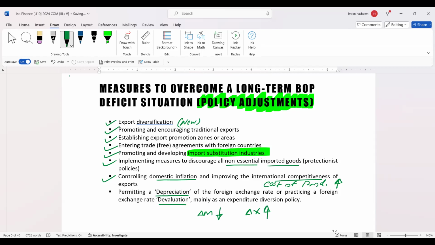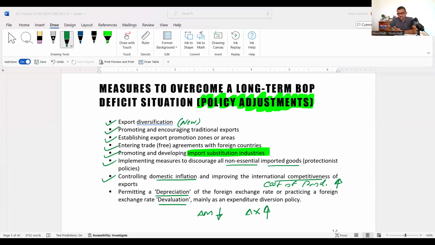So what we end up doing is, are you guys listening to me? What we end up doing is, we import slightly less, but at a very high price. So because of the depreciation or the devaluation of the currency, we are actually spending more foreign currency on imports than we used to before the depreciation. So the objective is not achieved.